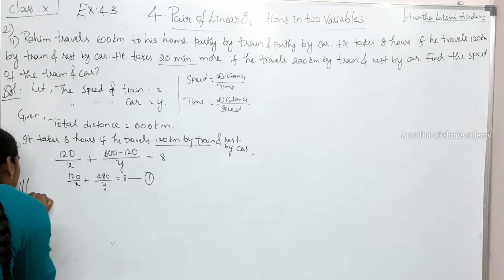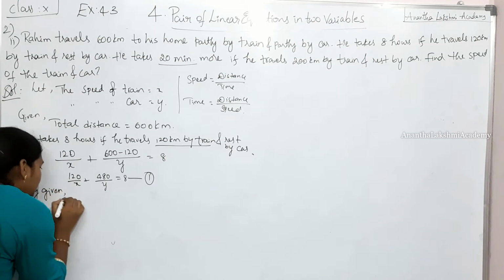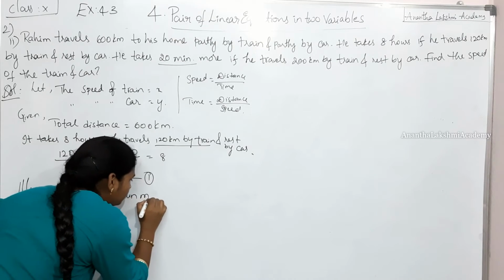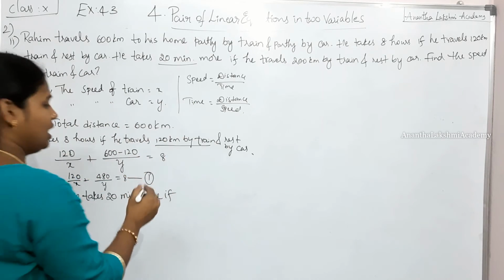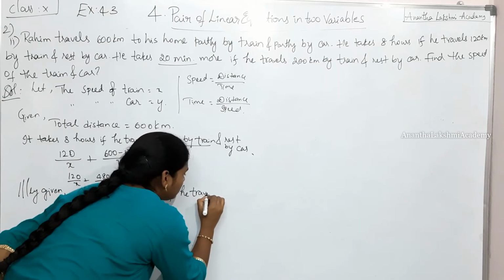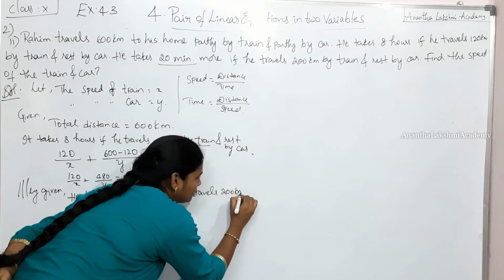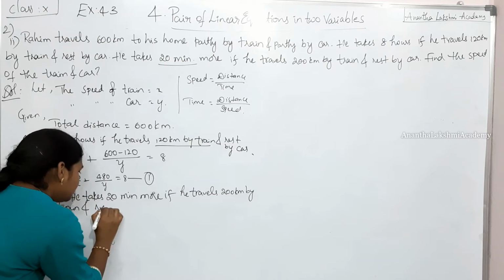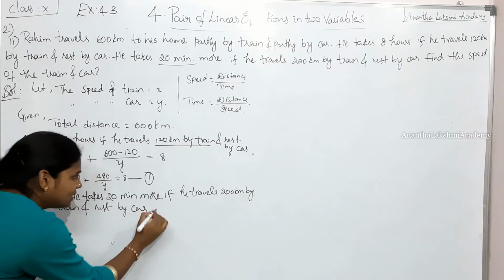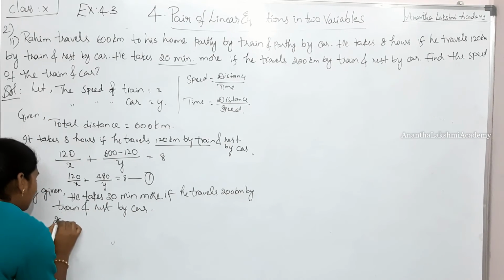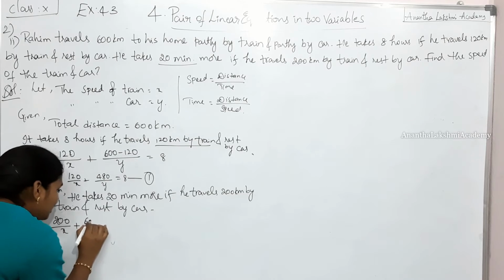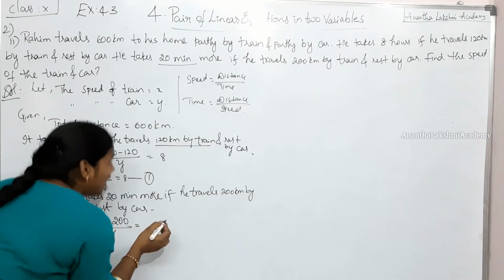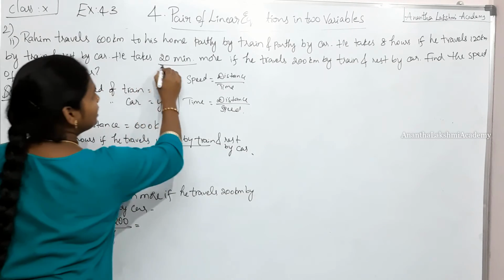Now, he takes 20 minutes more if he travels 200 kilometers by train and the rest by car. So what is given for us? Similarly, given he takes 20 minutes more if he travels 200 kilometers by train and the rest by car. So 200 kilometers is by train, so 200 by x, plus the rest, which is 600 kilometers minus 200, by the speed of the car y, and that is nothing but 8 hours plus 20 minutes.